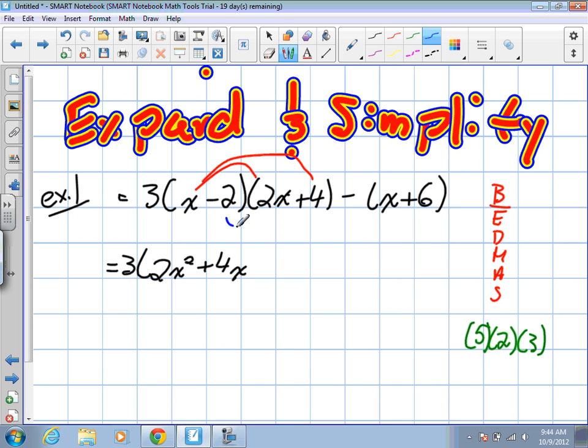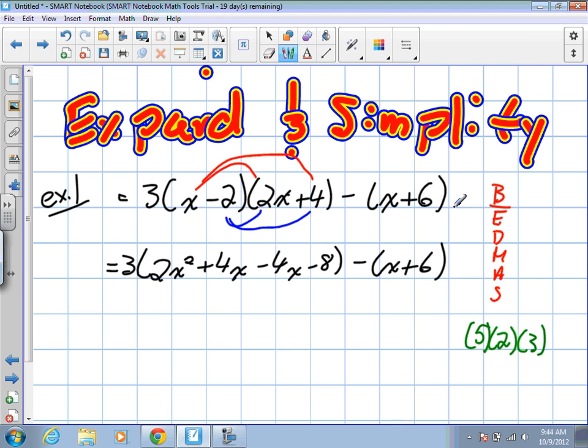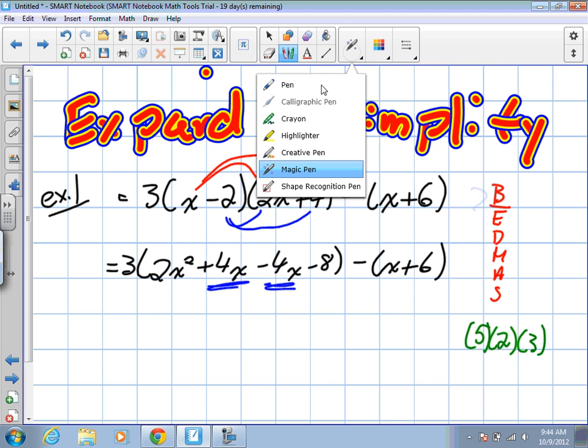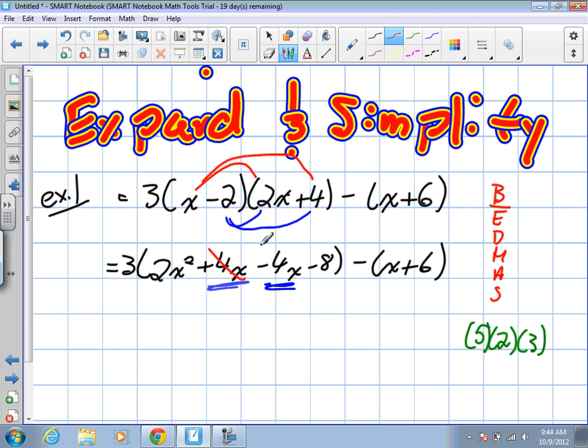And then we do the other two terms. Negative 2 times 2x. Negative 4x, good. And negative 2 times positive 4. Negative 8. Great. Okay. And we still have minus x plus x. Well, I'm going to, again, go back to my BEDMAS rules. What's the first thing I deal with? The brackets, the like terms in the brackets. I can simplify them. What is positive 4x minus 4x? 0. They essentially cancel each other out, or create a 0 is what they really do. So now we're just left with 3 times 2x squared minus 8.